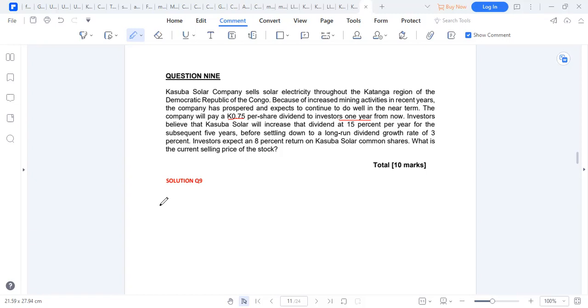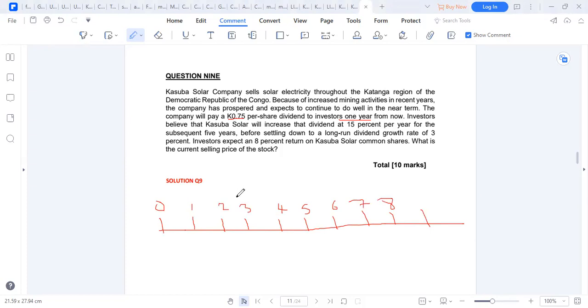Then what is the 3%? It is another growth rate, right? So here we have year 0, 1, 2, 3, 4, 5, 6, 7, 8. So where are we going to put the 0.75? On year 1. Year 1, 0.75, right?